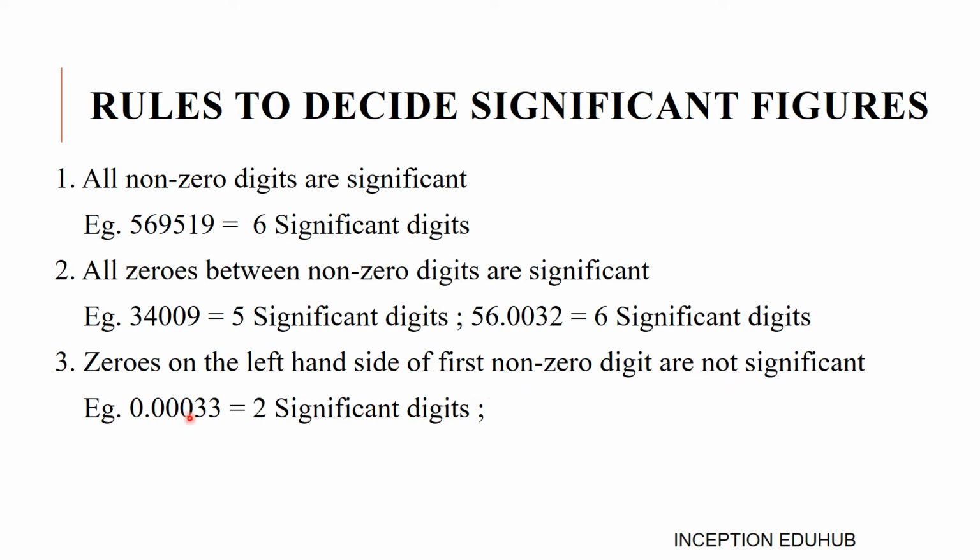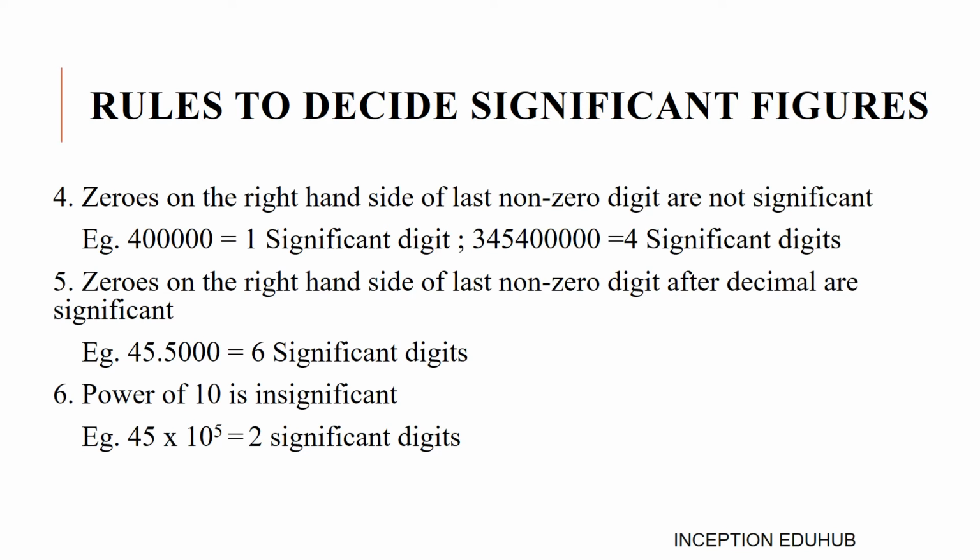So basically any zero that precedes the first non-zero digit in any number is going to be non-significant. So for this number, since there are a lot of zeros before the first non-zero digit, these zeros are going to be non-significant, and this figure will have only two significant digits. Had there been no decimal here, and had there been 0.00033, here also the number of significant digits will be 2.